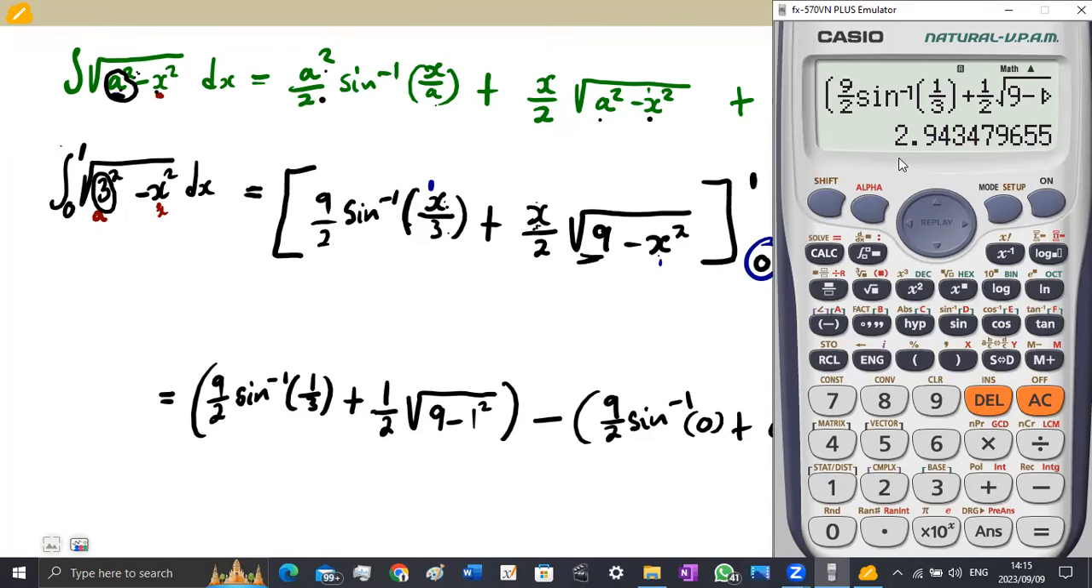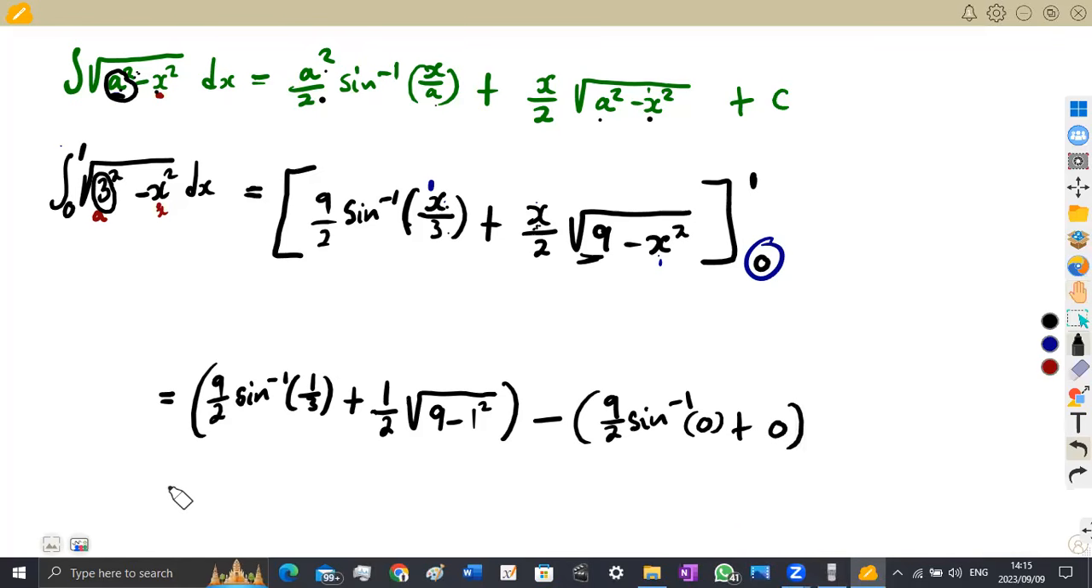So this one is going to give us 2.943, something like that, 2.943 to 3 decimal places. It's going to be 2.943 in this case. Minus, we do the same thing.